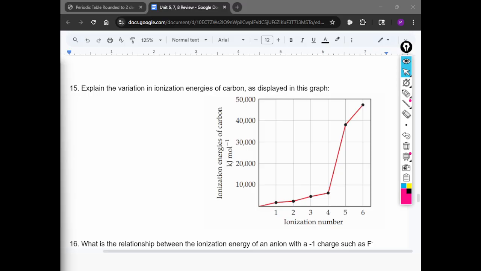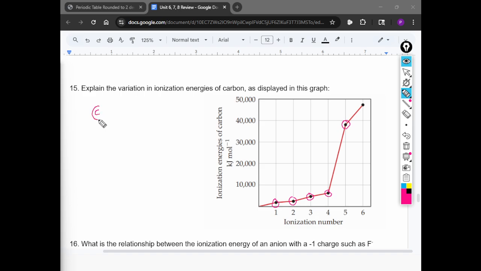Okay, so it's asking you what's the variation in ionization energies of carbon, and then it gives you this graph. So ionization, if you guys remember, is taking off an electron. So this is how much energy it takes to remove the first electron, second, third, fourth, and then you see that massive jump from taking the fourth to taking the fifth one. So this one's pretty simple.